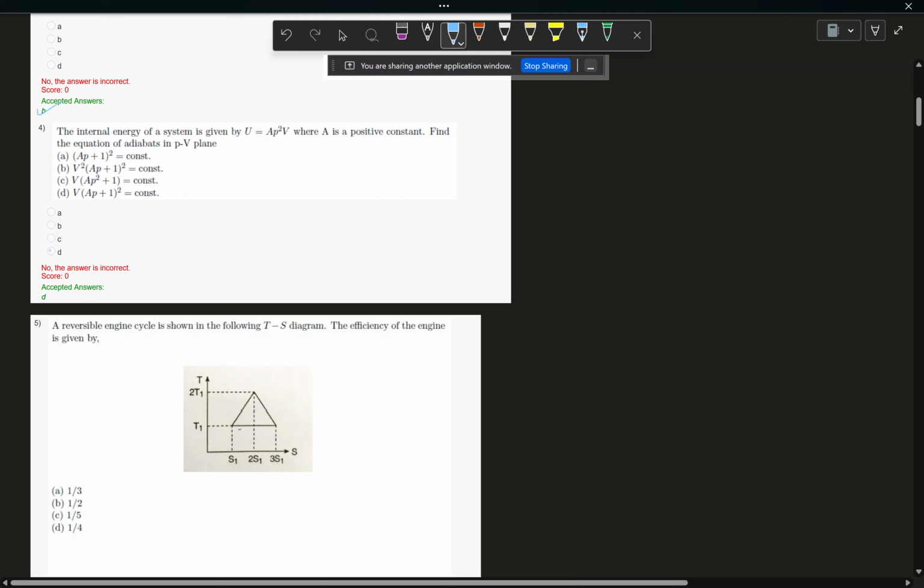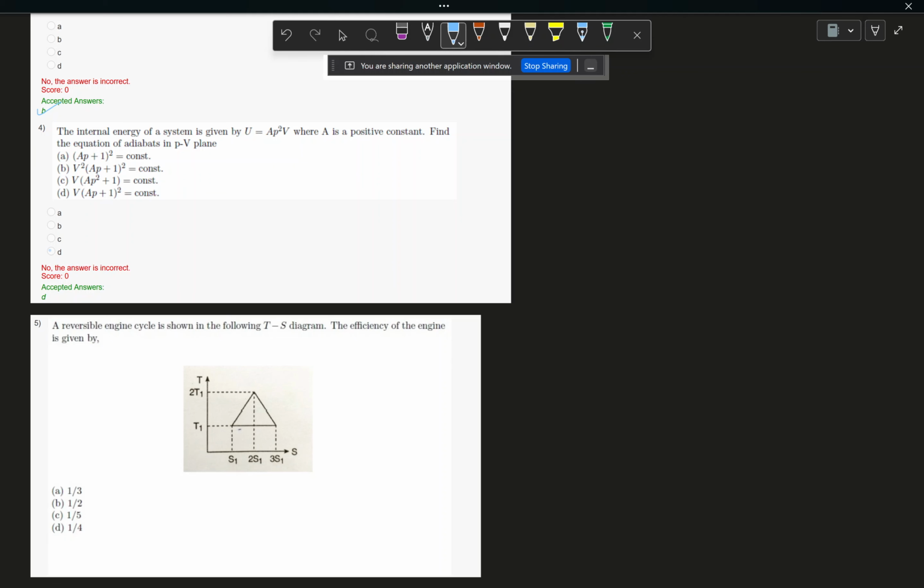Then question number 4 is that the internal energy of a system is given by U equal to A P squared V, where A is a positive constant. Then find the equation for adiabats in the PV plane. So you have been given the internal energy expression, which is a function of P and V, and A is a positive constant in this case. And you have to find the equation for the adiabats, and express that in the PV plane. That means the whole equation will involve only P and V, right?